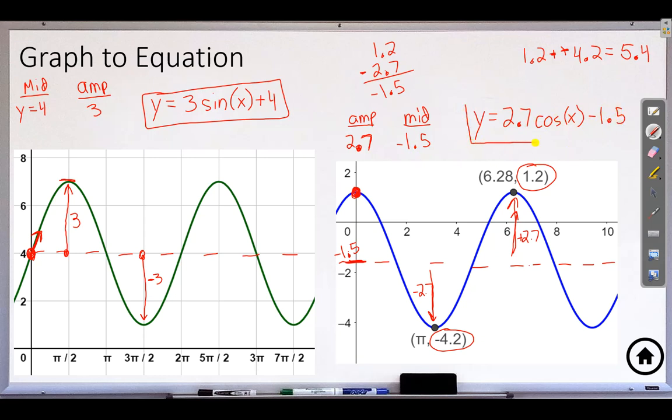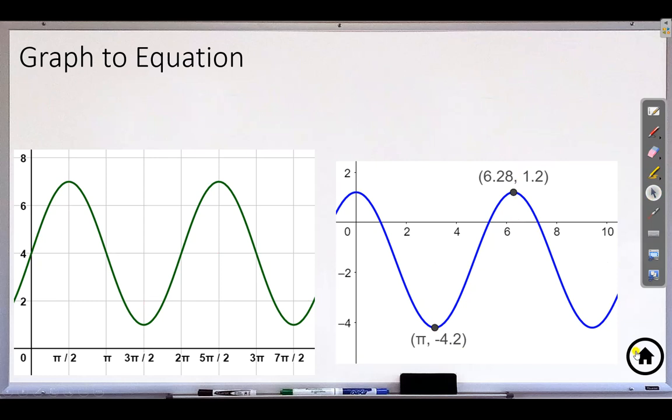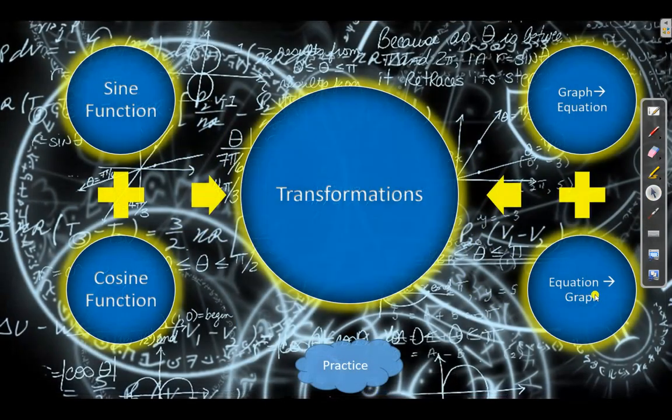So that's how you can do it if you don't know where the middle is just by eyeballing it. First, we found the total distance. Then we cut that in half to find our amplitude. And once you have the amplitude, you can either add it or subtract it to find where the middle is. All right, so that's going from graph to equation. Now we have to go backwards. If I give you the equation, can you draw the graph?